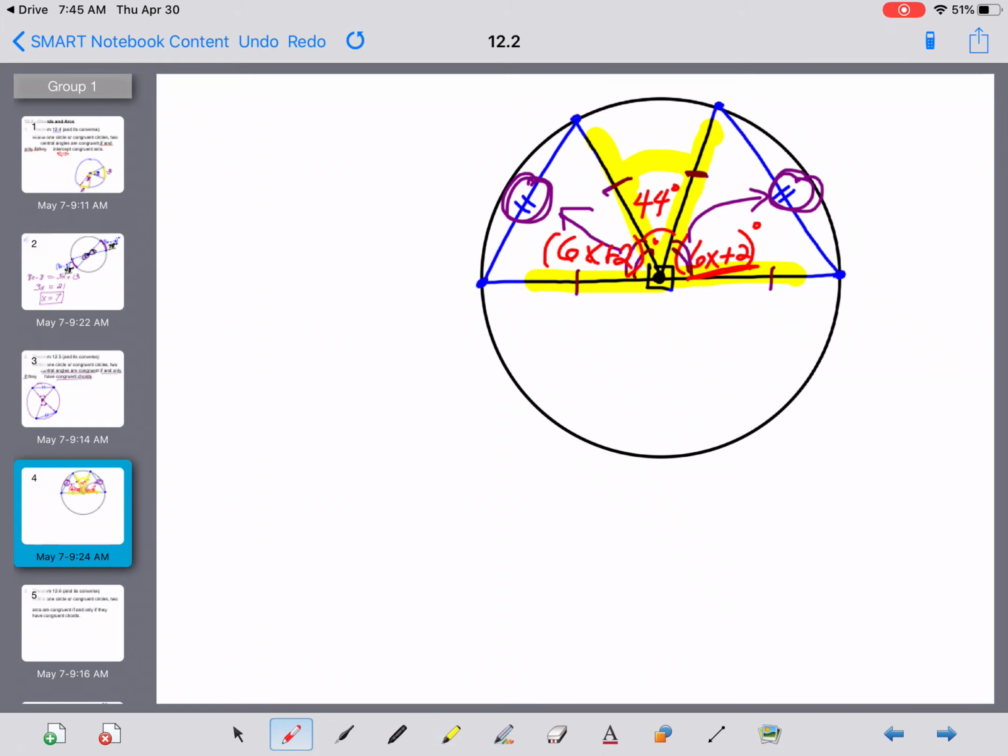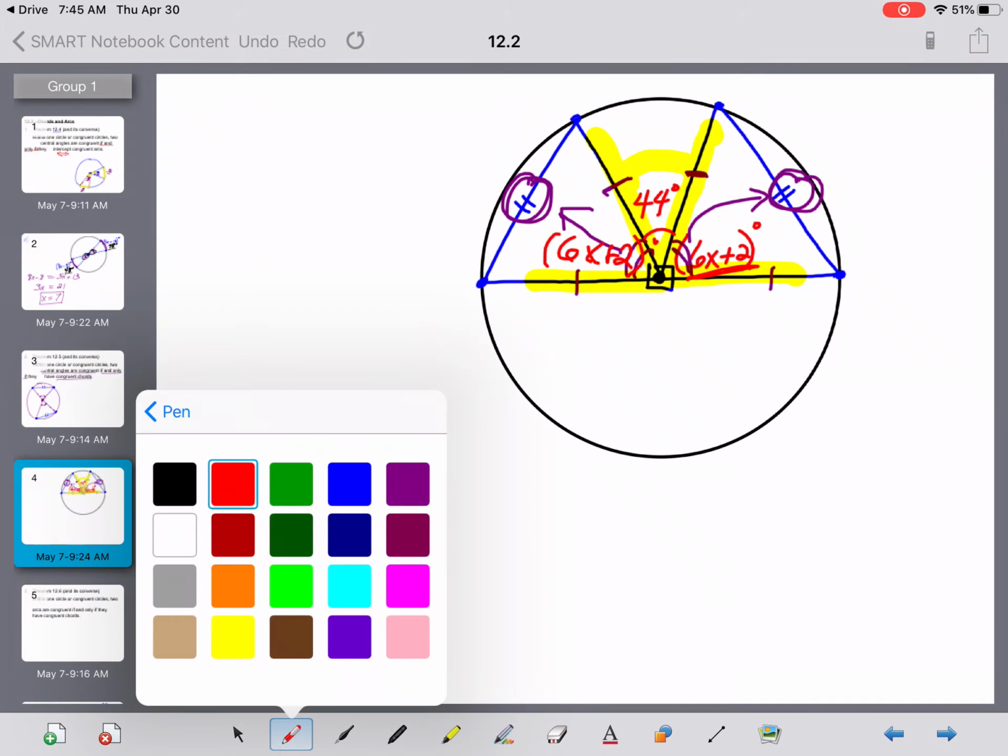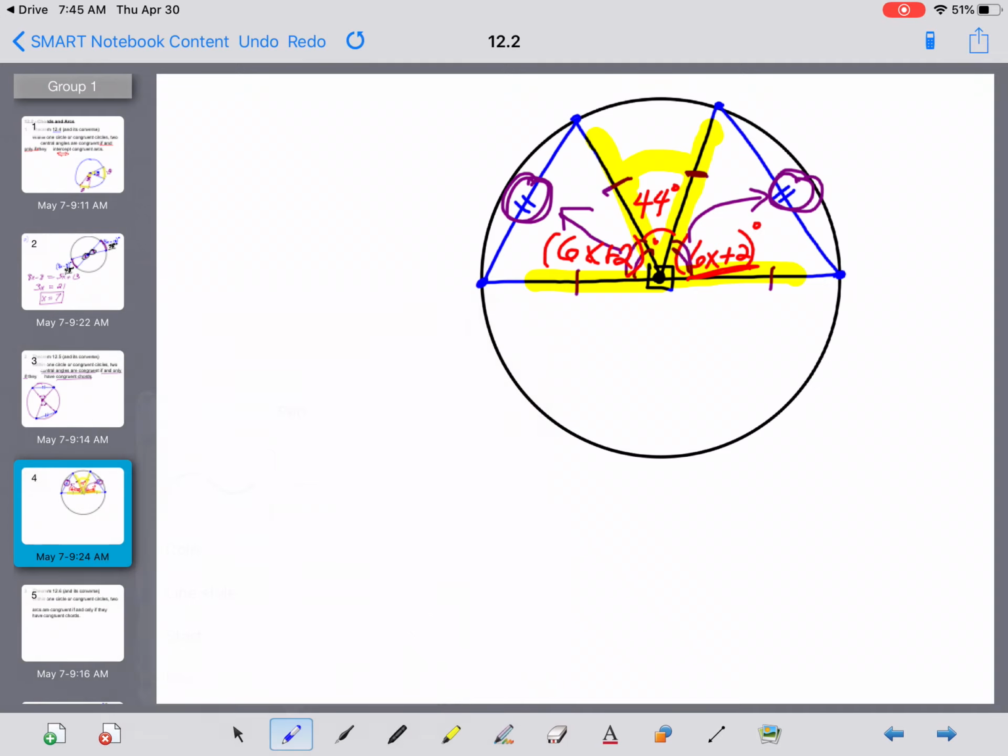If we look at adding all three of those angles together, we should realize that they form a straight line, which means they're going to add up to 180. So our equation here is going to be 6x plus 2 plus another 6x plus 2 plus that 44-degree angle in the middle, all told, has to equal 180 degrees.